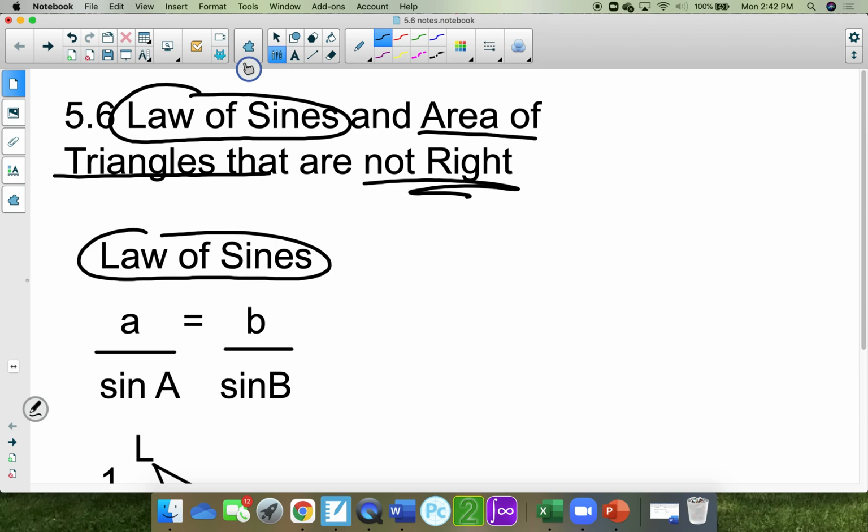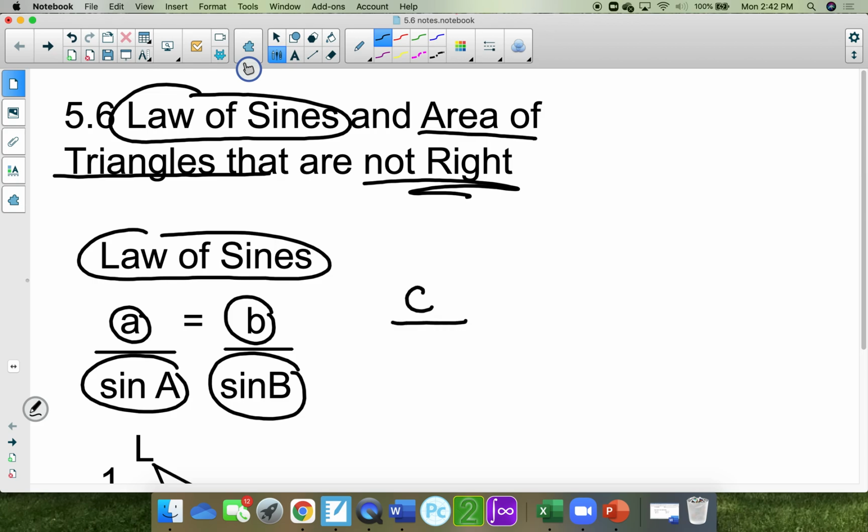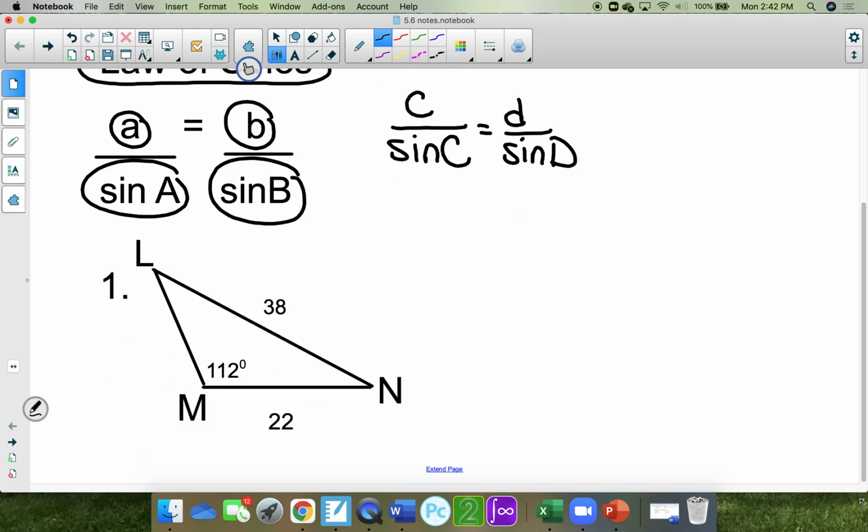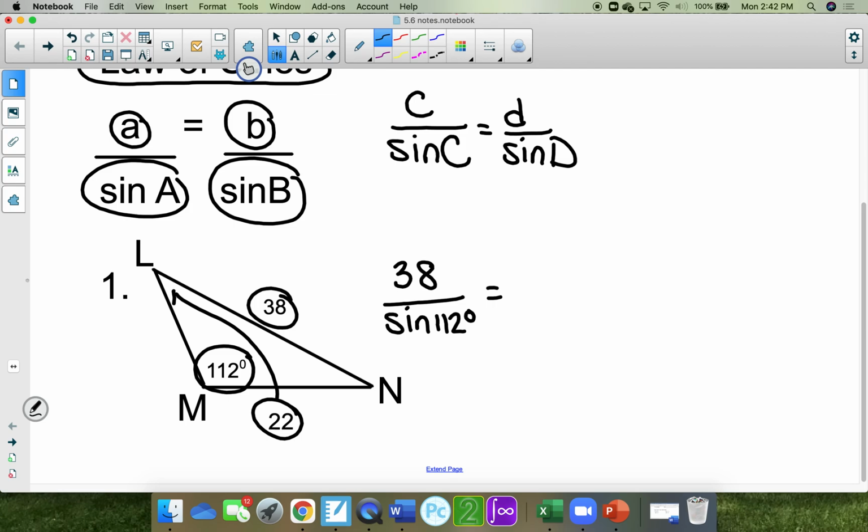The law of sines is side A over the sine of angle A equals side B over the sine of angle B. It can be any letter. It doesn't have to be those letters. It can be side D over the sine of angle D. So for example, in this problem, if I want to find all the parts of the triangle, these two are opposites of each other. So I'm going to do 38 is to the sine of 112 as 22 is to the sine of angle L.